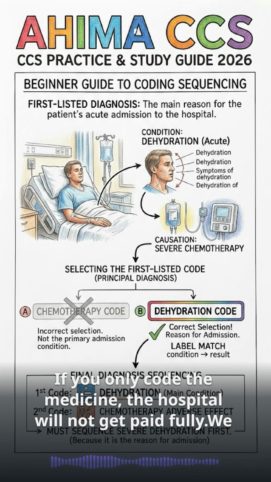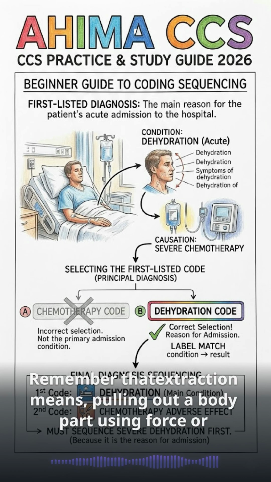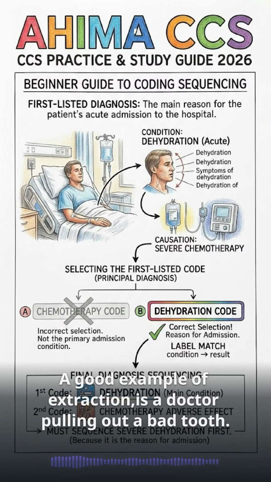We also need to review the ICD-10-PCS root operations again today. Remember that extraction means pulling out a body part using force or suction. A good example of extraction is a doctor pulling out a bad tooth.